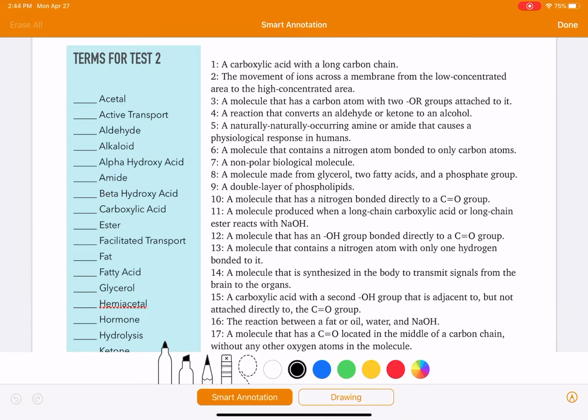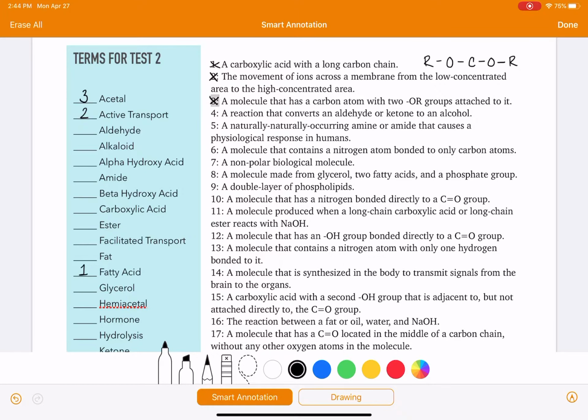I'm going to be focusing over on the definition side. A carboxylic acid with a long carbon chain, I know that's a fatty acid. Movement of ions across a membrane from a low concentrated area to a high concentrated area. That's moving against what Mother Nature would like to do, so that is active transport. A molecule that has a carbon atom with two OR groups attached to it. That looks like an acetal.